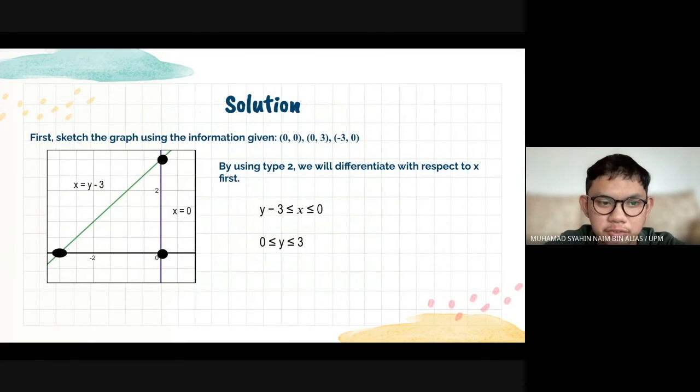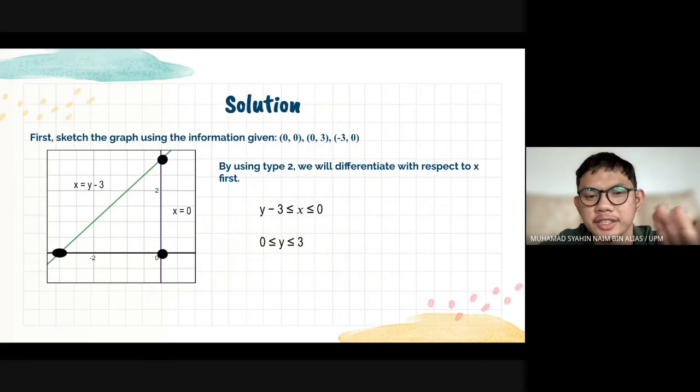So I'm going to explain to you method 2. Firstly, we need to do the same as the previous one. We need to sketch the graph using the points given, which are (0, 0), (0, 3) and (-3, 0). Alright, so now we use type 2. The first one we used type 1.